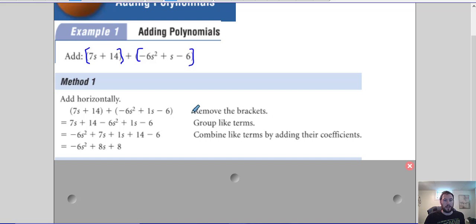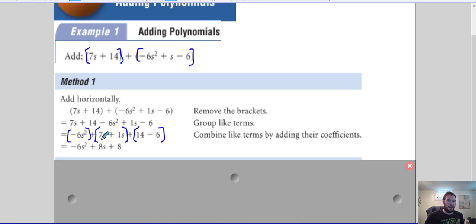Step two is to combine like terms, just like we did in the last video. So we want to look for all of our s's, all of our s squareds, and all of our constants, and we want to group them together. I only have one s squared term, so we'll put that one first. And then I see that I have two s terms, so we'll group those together next. And then I see that I have two constant terms, and we'll group those together at the end.